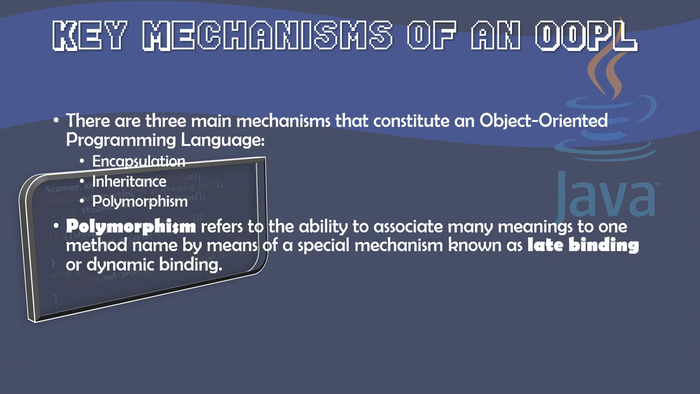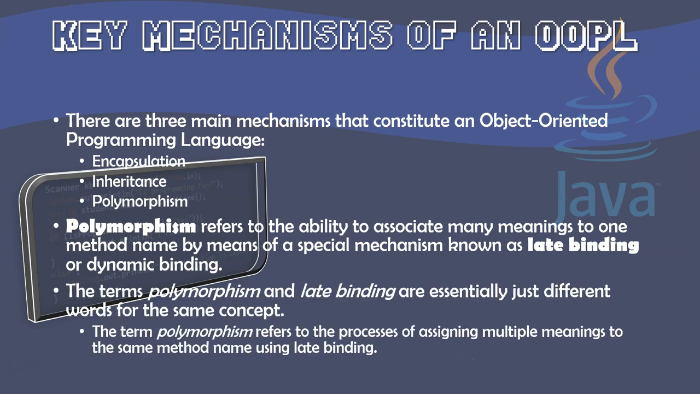Now, polymorphism simply refers to the ability to associate many meanings to one method name by means of a mechanism known as late binding, or sometimes it is referred to as dynamic binding. The terms polymorphism and late binding are essentially just different words for the same concept. The term polymorphism refers to the process of assigning multiple meanings to the same method name using, of course, late binding.